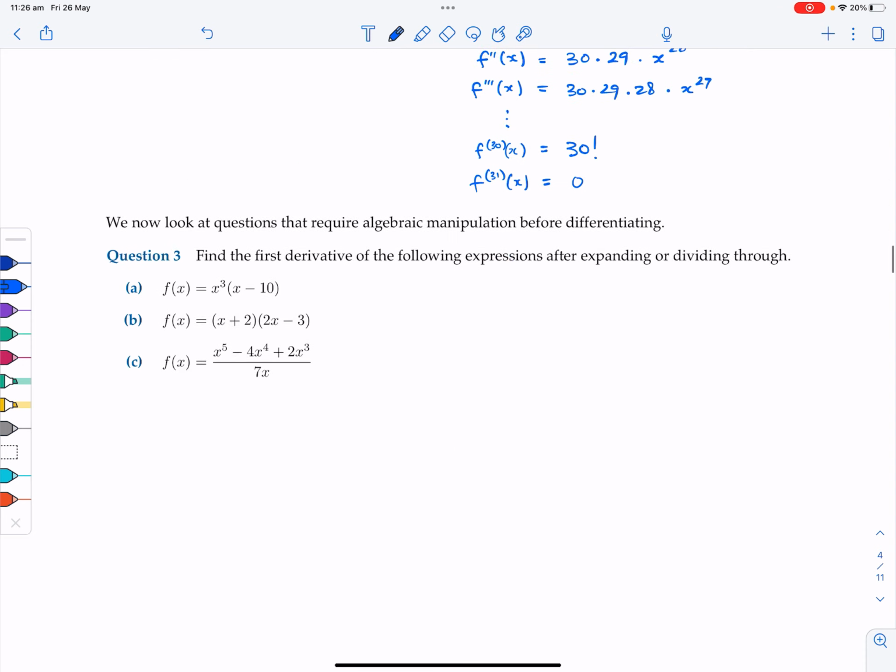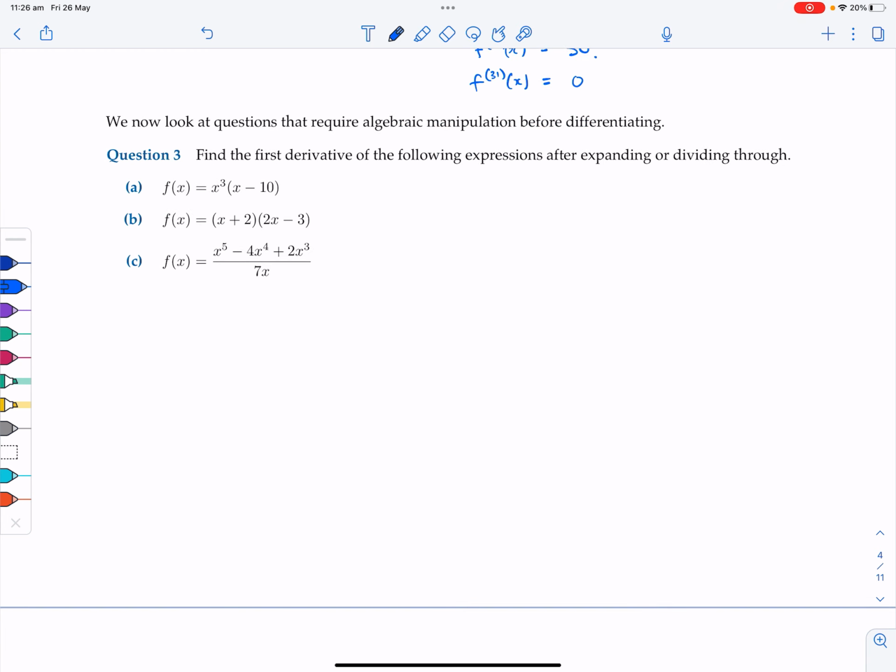No, but it's interesting. Okay, we now look at questions that require algebraic manipulation. So we're going to expand or divide through these in order to get the derivative. So A, f of x can be rewritten as x to the 4 minus 10x cubed, and so f dash x is 4x cubed minus 30x squared. There we go.